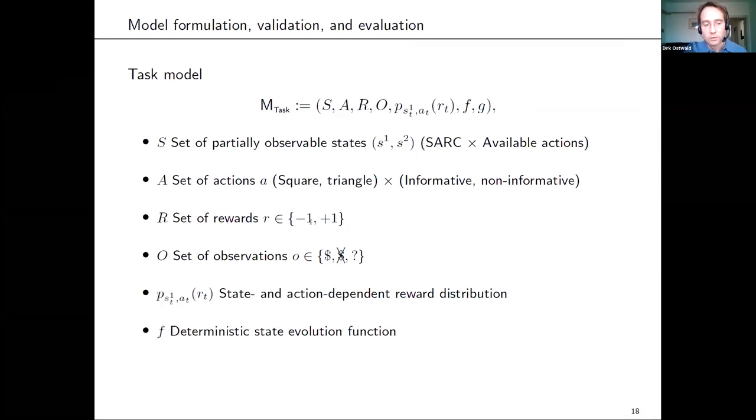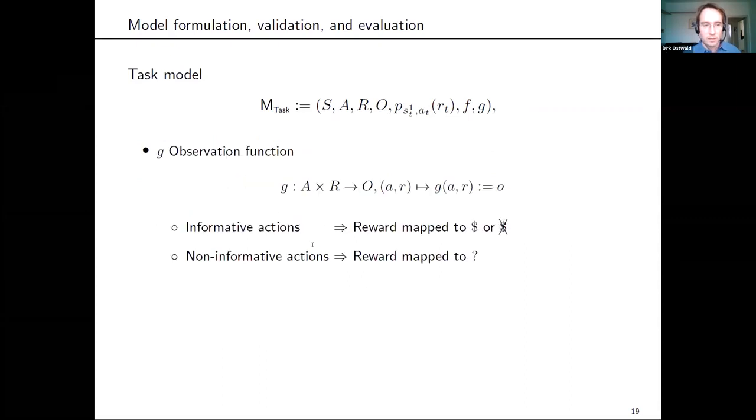The final two components are functional aspects of the task model. One is a deterministic state evolution function: all participants were presented with the same order of states, so there was no sampling in the environment in terms of the states. And then crucially, the task model involved an observation function which mapped the chosen action and the observed reward to the observation that the agent makes.